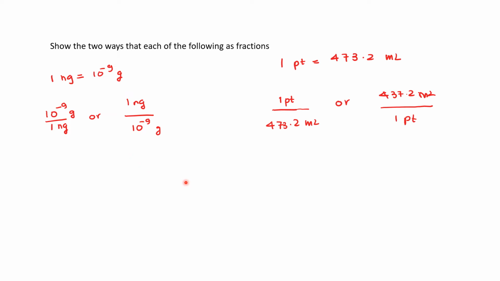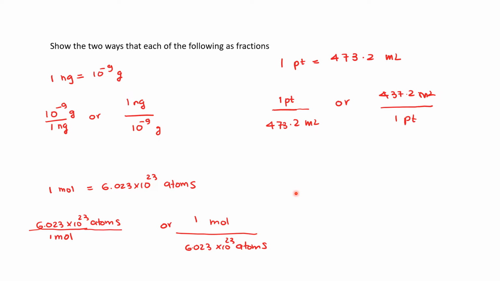Let's go to example 2. 1 pint is equal to 473.2 milliliters. As we saw in the first example, either you can write pint over milliliter or milliliter over pint, and then you are going to write the numbers associated with the units.